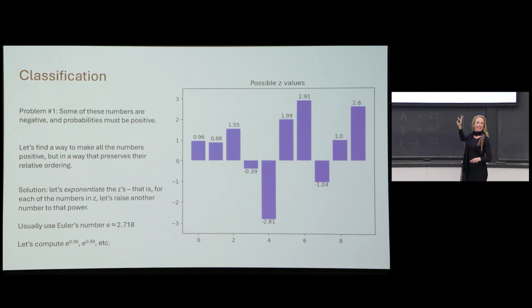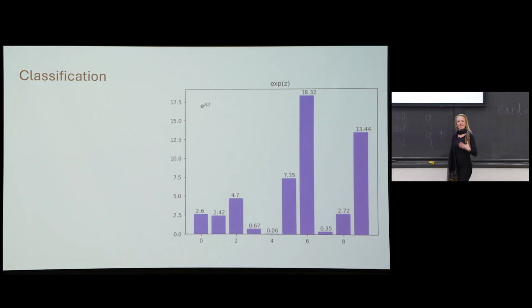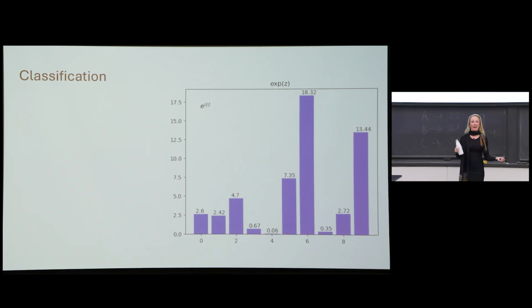What's really nice about exponentiating, if you track this relative ordering, right, so 4 is the smallest, 6 is the biggest. On the next slide, this remains the same. 4 is the smallest, and 6 is the biggest. And all the other numbers remain ordered as they were. So this is why we might think to exponentiate to deal with our negative numbers as opposed to something that may be more immediately called to mind, like taking the absolute value. We'd like to keep this relative ordering. And exponentiating does this, so we like it.